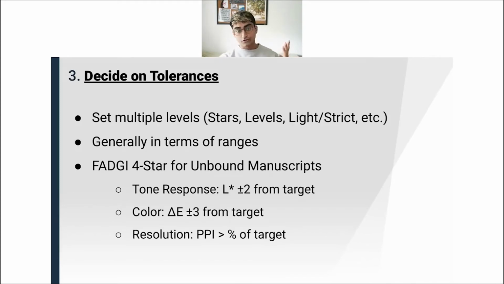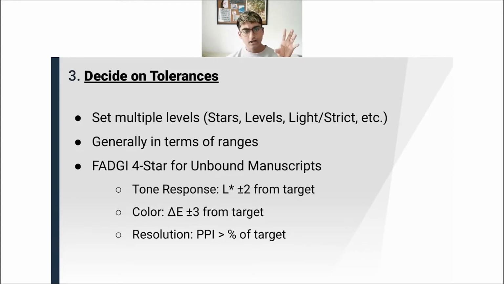The third thing I need to do is decide on tolerances, right? So we saw in the FADGI guidelines and also in Don's presentation of Golden Thread NXT that there are multiple levels and multiple corridors of if you fit this closely, you're 4-star. If you're within a little bit wider of a range, maybe you're 3-star. If you're here, 2-star, and if you're this far, maybe you're 1-star or failing, right? So generally these are in terms of ranges around a target or reference value, right?